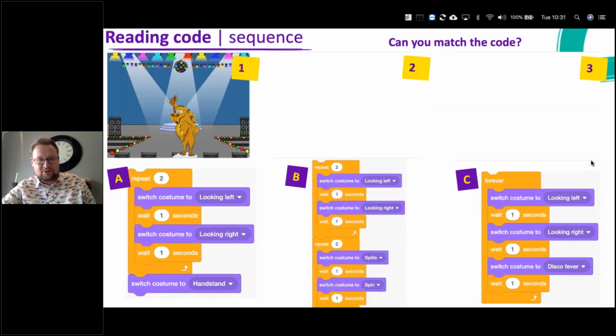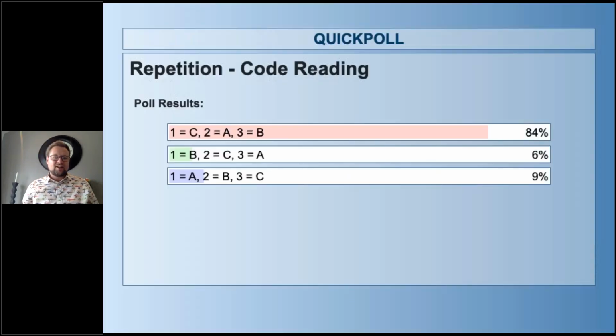Okay, so let me share the results. Here they come. The vast majority did get that one right, and they identified that 1 was equal to C, and that's actually the one that I mentioned that was a bit different to the others, as it has a forever loop around it. So the camel here is on one of those dance-a-thons, going on and on forever. So that sequence we have within the forever loop, switch to looking left, wait 1 second, looking right, wait 1 second, disco fever, wait 1 second. It just repeats on and on and on.